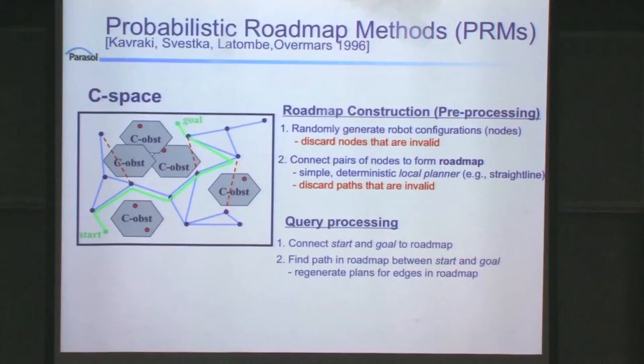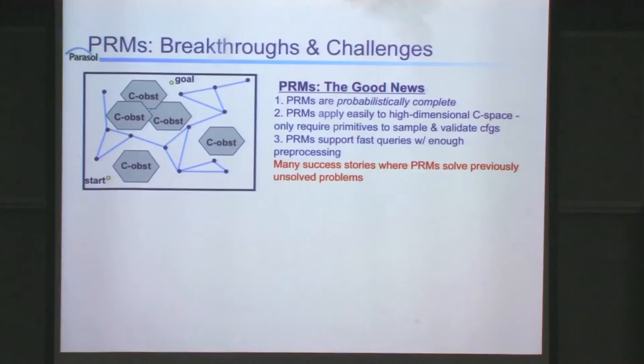So this was really a revolutionary method when it came through. There were a lot of what today we view as very simple problems, linkages with 50 links, that people couldn't plan for, and they could do it very easily using this method. They're probabilistically complete, and here you can probably see what that means. That means if you sample densely enough, the graph you'll get will represent the connectivity of your space.